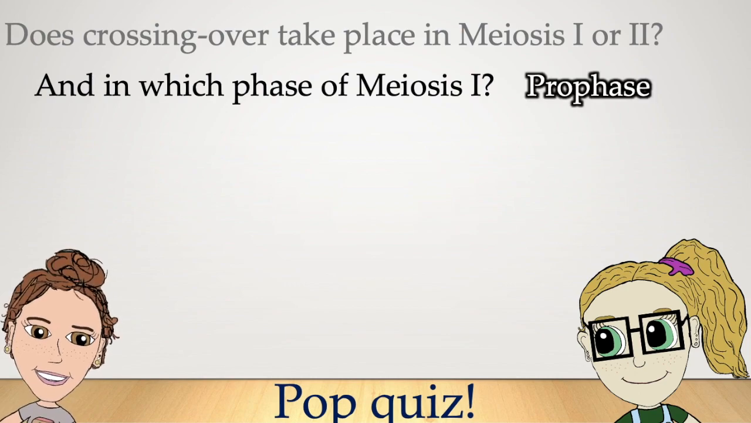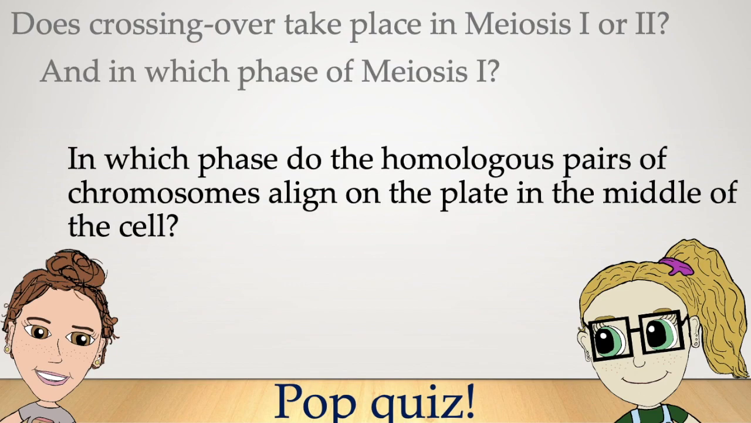That's prophase. In which phase do the homologous pairs of chromosomes align on the plate in the middle of the cell? That's easy, metaphase 1. And in metaphase 2, the replicated chromosomes line up on the metaphase plate with those sister chromatids facing opposite poles. Dang, you know your metaphase.